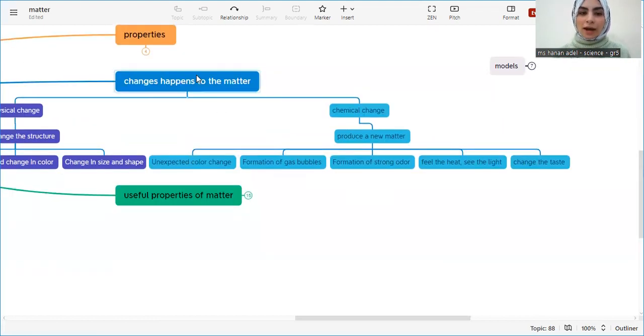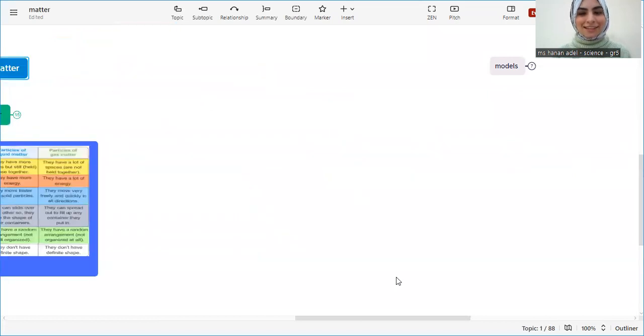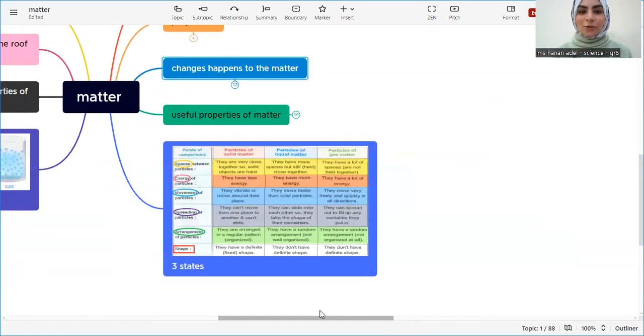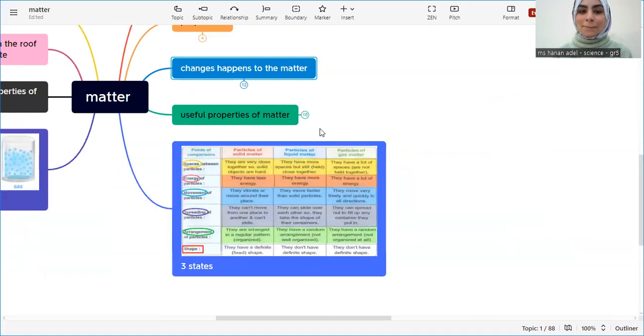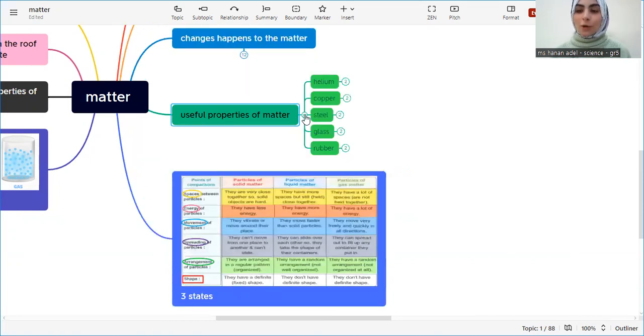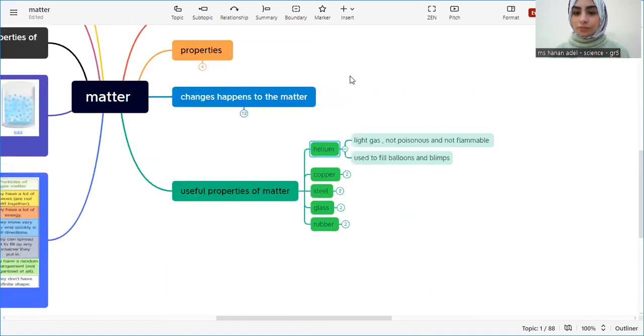So now you know how to know if any change is physical or chemical. Now we're going to speak about some examples for some materials we studied and what their useful uses are. We studied 5 materials, 5 matter: helium, copper, steel, glass, and rubber. Each one of them, we will know some of their properties and what their usage is. So, for example, helium is a light gas. Sorry, this is the properties here.